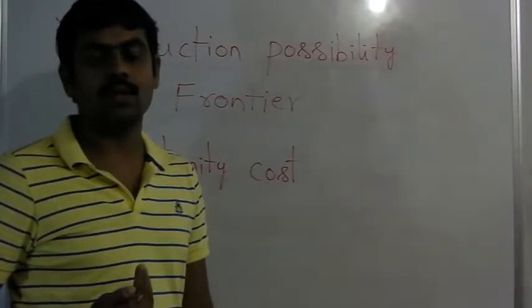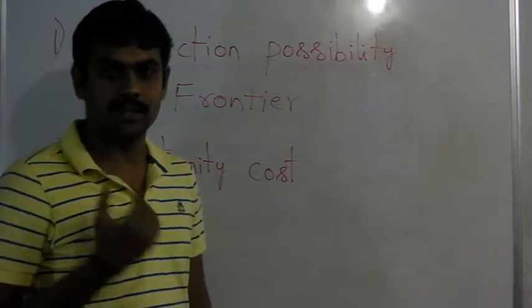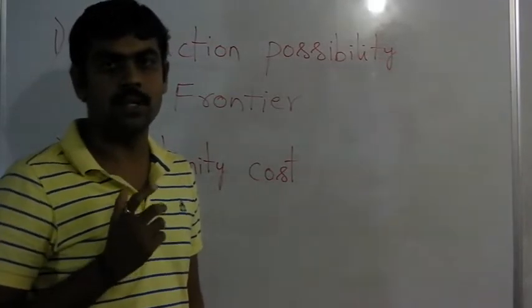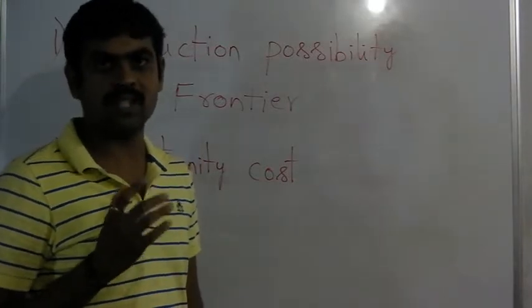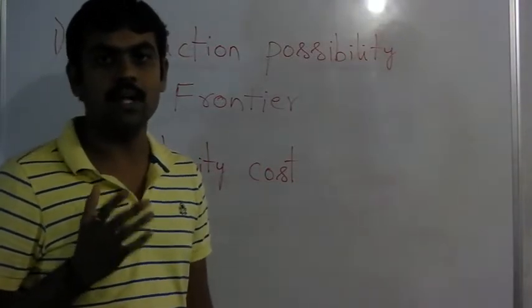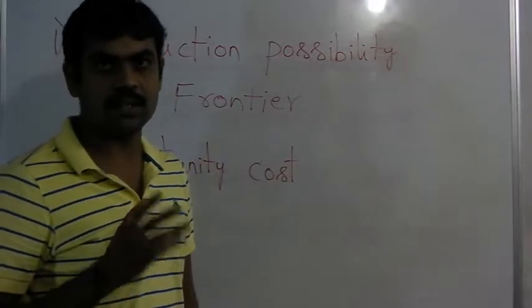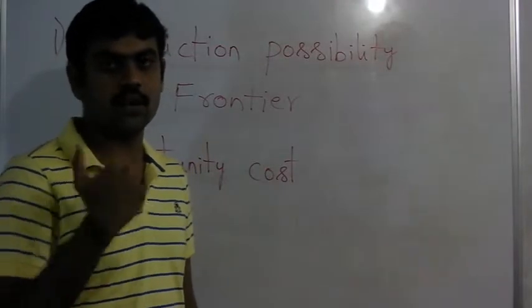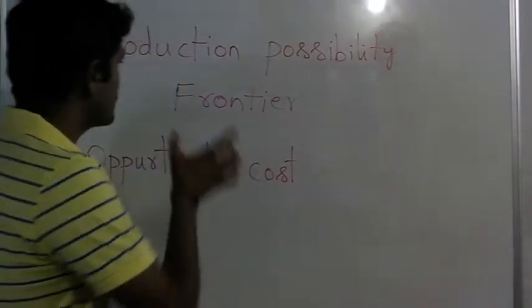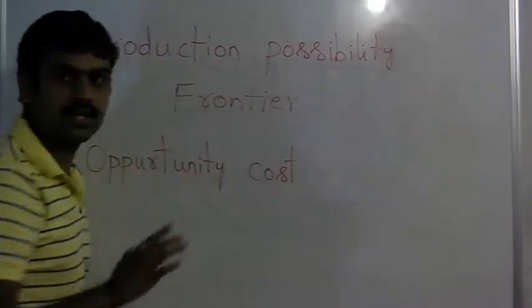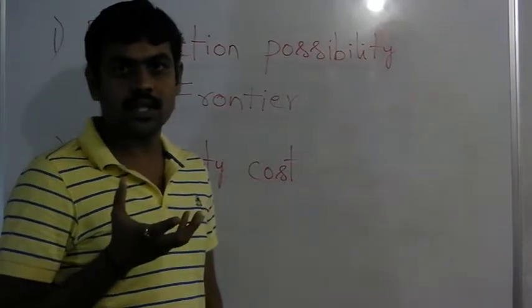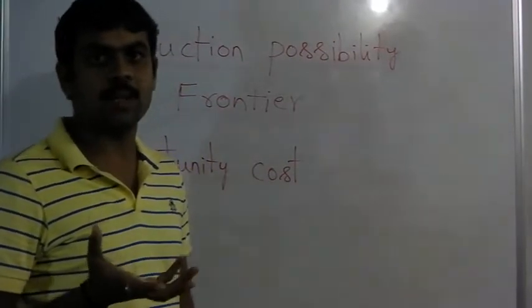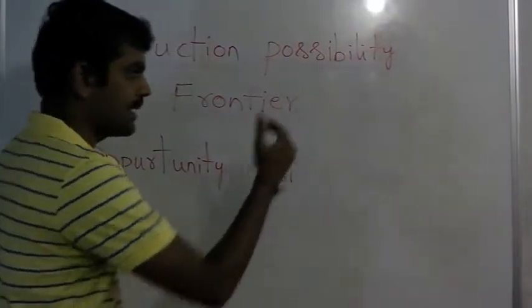So once again I want to remind you about the production possibility set. It is nothing but the maximum possibilities of making a combination of goods and services with the available allocated resources. Check out the previous video. Now this production possibility frontier is related to the production possibility set only. Simply, that production possibility combination is explained in the form of a graph.